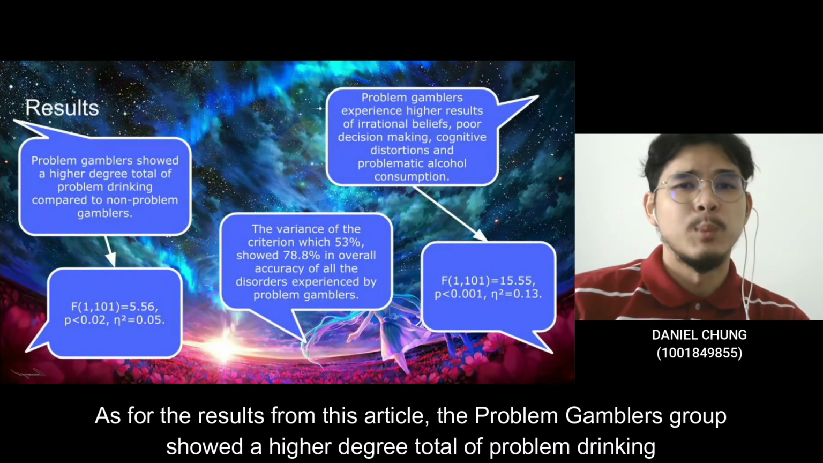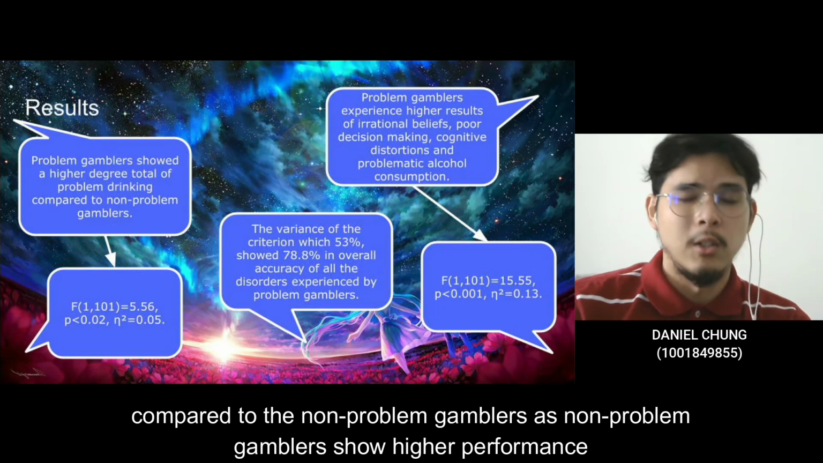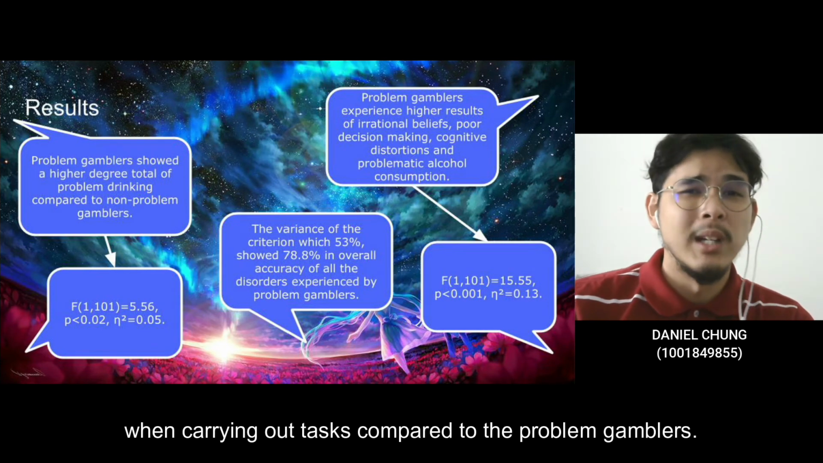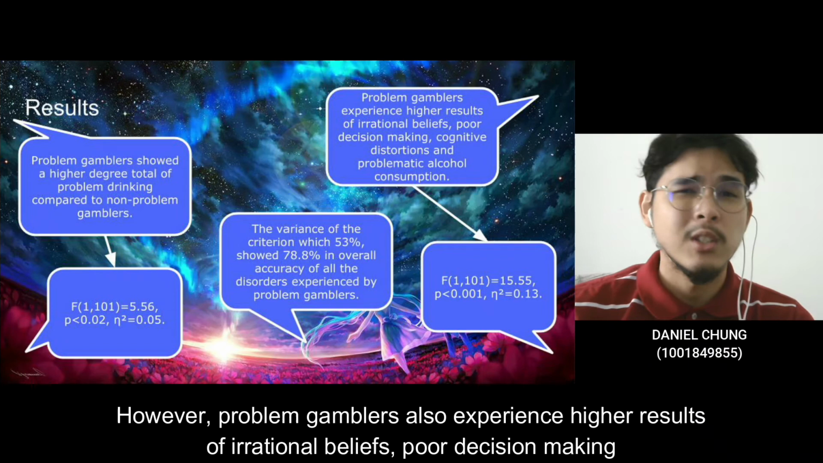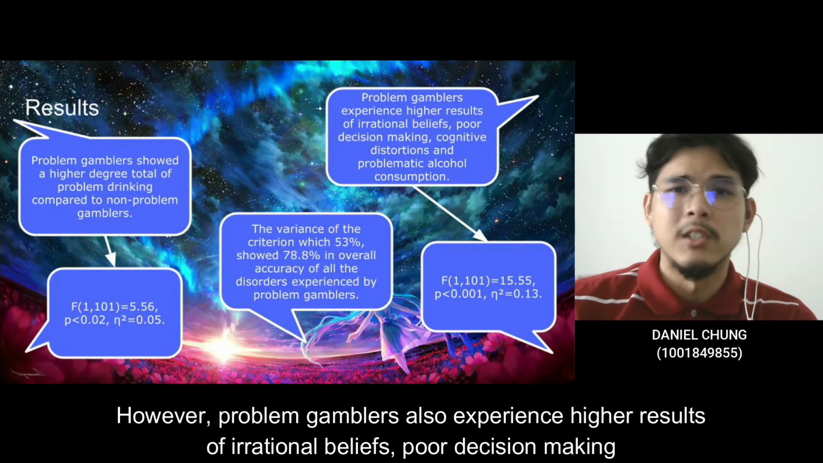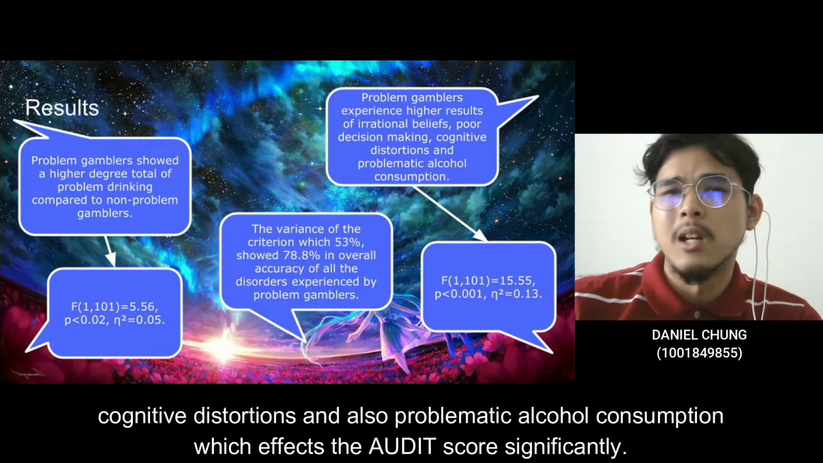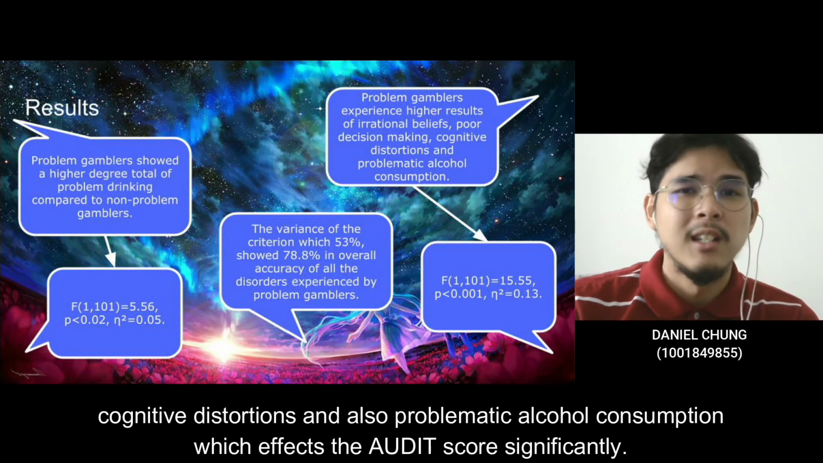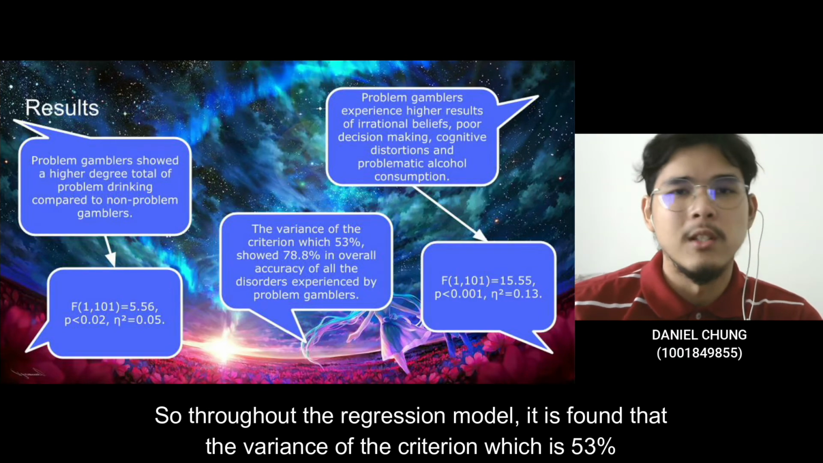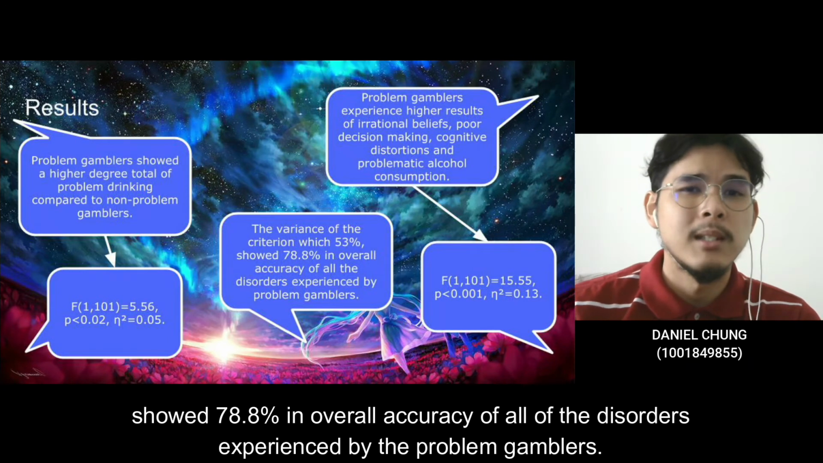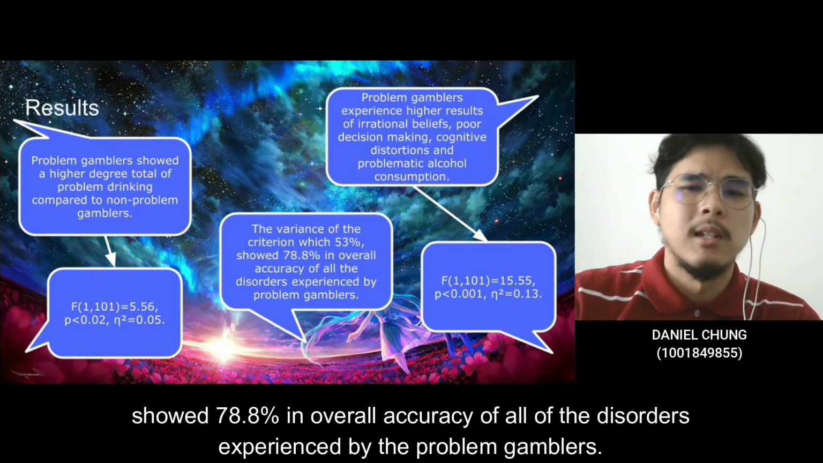As for the results from this article, the problem gamblers group showed a higher degree of problematic drinking compared to the non-problem gamblers, as non-problem gamblers showed higher performance when carrying out tasks compared to the problem gamblers. However, problem gamblers also experienced higher levels of irrational beliefs, cognitive distortions, poor decision making, and problematic alcohol consumption, which affects the AUDIT score significantly. Throughout the regression model, it is found that the variance of the criterion, which is 33%, showed 78.8% overall accuracy of all the disorders experienced by the problem gamblers.